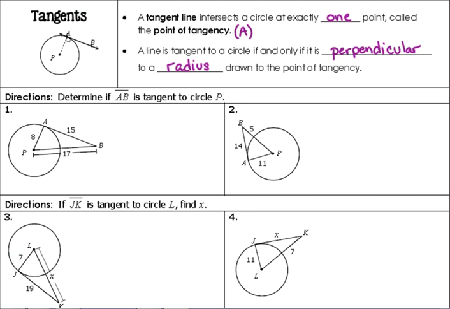If we draw a radius from the center to point A, the radius and the tangent line form a right angle. Now, because there's a right angle there, it means we're going to be able to use some right triangle properties. We're going to be able to use Pythagorean theorem and things of that sort.